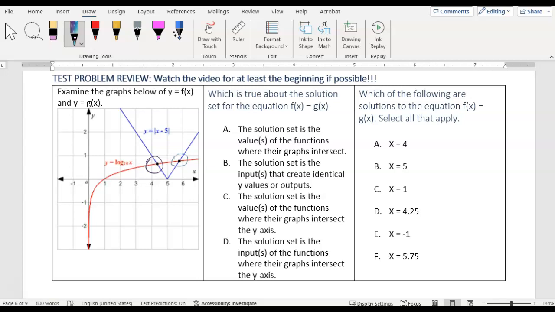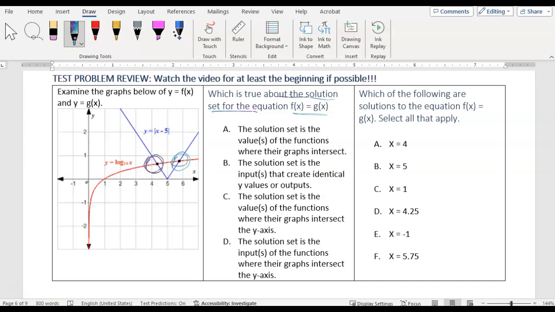So we're looking at what is true about the solution set for the equation f of x equals g of x. When f of x equals g of x, we're looking for when these two graphs are intersecting. So the solution set is the value of the functions where their graphs intersect. This is a tempting response because we're looking at these values, but it doesn't specify exactly what value. So let's look at B.